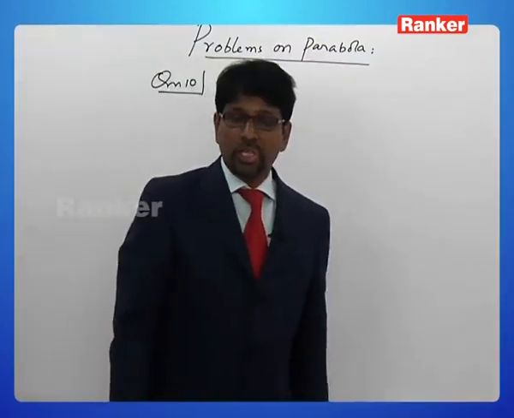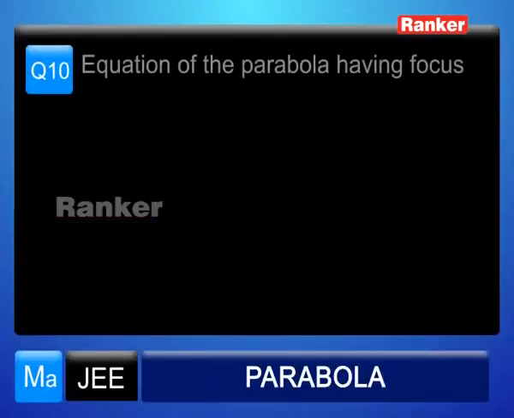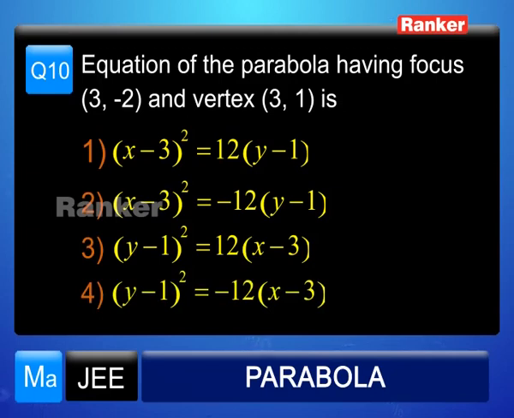Let us look at the next question here. Question number 10. Equation of the parabola having focus (3, -2) and vertex (3, 1) is, first option, (x - 3)^2 = 12(y - 1). Second option, (x - 3)^2 = -12(y - 1). Third option, (y - 1)^2 = 12(x - 3). Fourth option, (y - 1)^2 = -12(x - 3).